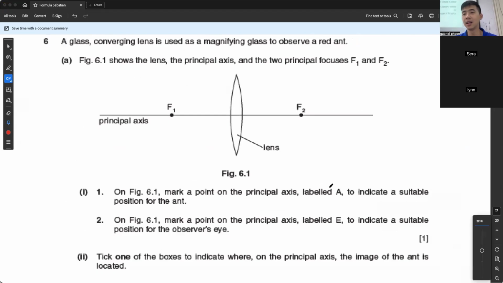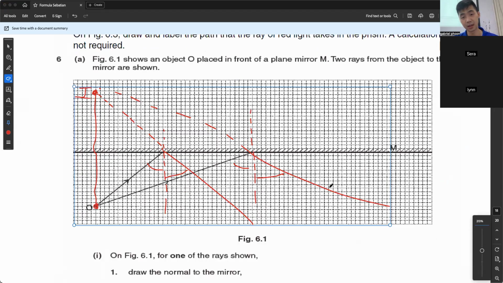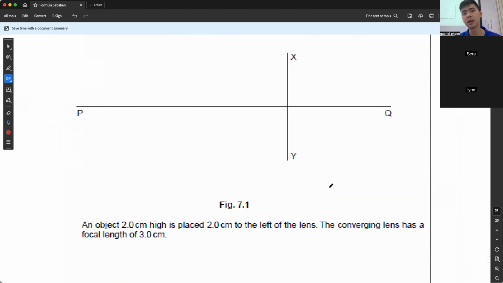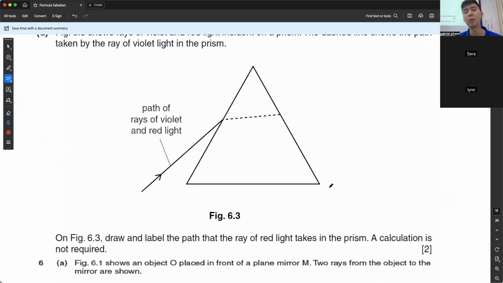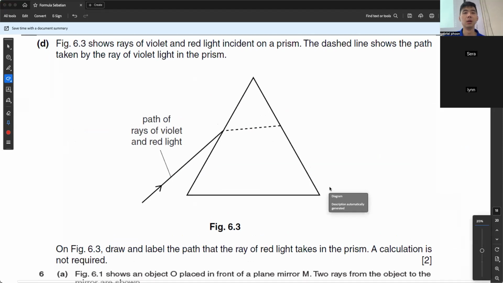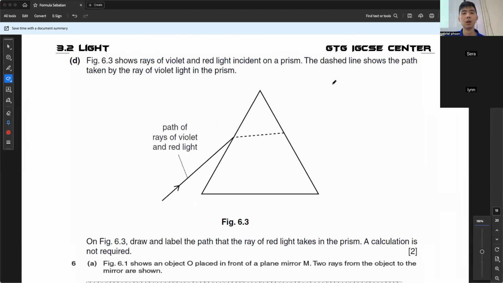Okay, guys. Yeah, what else was important? Guys, can you flip through? By the way, how to draw this? Anyone drew this already? So it's a red environment, so need two, right? The dashed line shows the path of the ray of violet light.